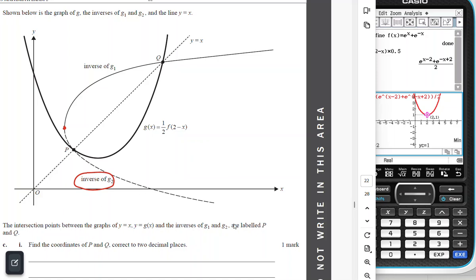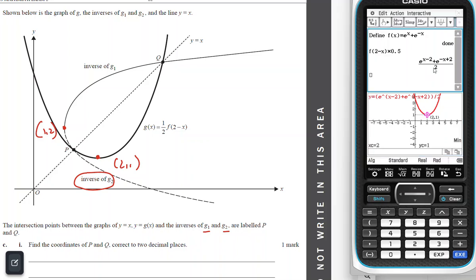Cool. And that's what g is. So we now know that that's 2 and 1. Therefore, that's going to be 1 and 2. That's the inverse of g1. That's okay. Find the coordinates of P and find the coordinates of Q.